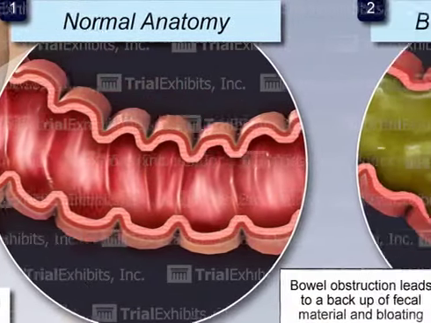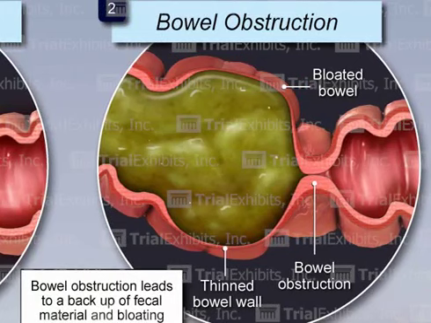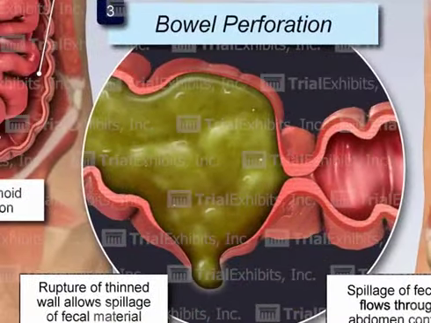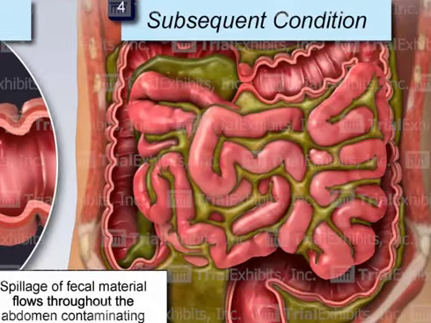We then show how an obstruction of the bowel leads to a backup of fecal material in the proximal portion of the colon, leading to a thinning of the bowel wall. This thinned wall forms the perforation as the fecal material is allowed to escape. Finally, we show how this fecal material spreads throughout the abdomen, leading to a massive infection.